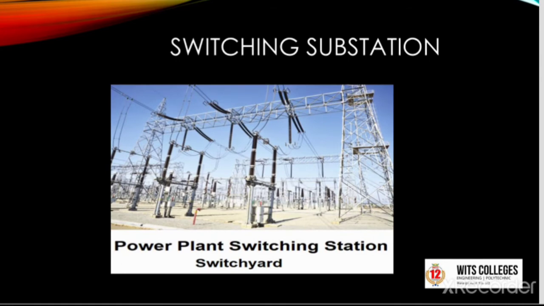A switching substation is a substation without a transformer. That means in this substation you will not find any transformer, and it operates only at a single voltage level. You can see in the figure, here you will not find any transformer. Sometimes they can be used as collectors as well as distribution points. Sometimes they are used for switching the current to backup lines or for paralleling circuits in case of system failure.